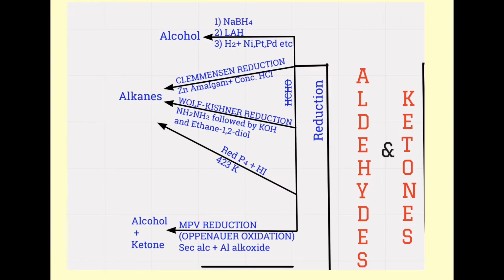Okay, a bigger version of the reduction reactions of aldehydes and ketones. What are the various products formed when aldehydes and ketones are reduced using different reducing agents? So please make a note of this chart.